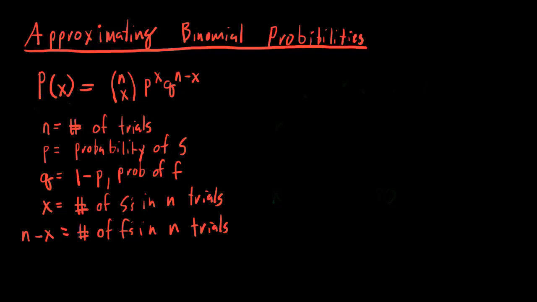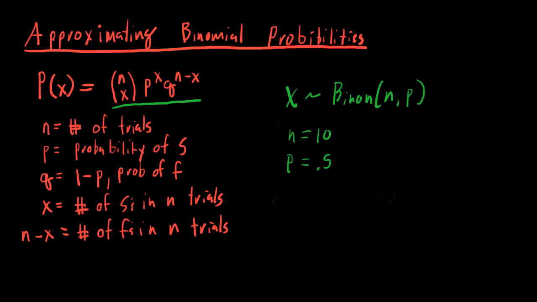If we're given a random variable, we'll call it x, which is distributed binomially with some n and some p-value. We went through the process of determining the probability that x is equal to some value. To determine that, we just need to find an n. We'll say n is equal to 10, and some p-value, we'll say p is equal to 0.5. We plug these values into our formula for p of x, and it will determine the probability that x is equal to some value. We'll say x is equal to 5.